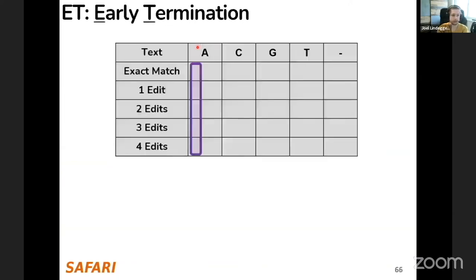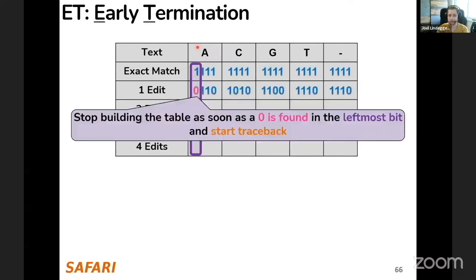Okay, third, we have this early termination improvement, ET. The key idea here is that when we build the table top down, we just stop building the table as soon as we find that 0 in the leftmost bit. Recall that the unnecessary work down here was to compute the part of the table that can never be reached by traceback.